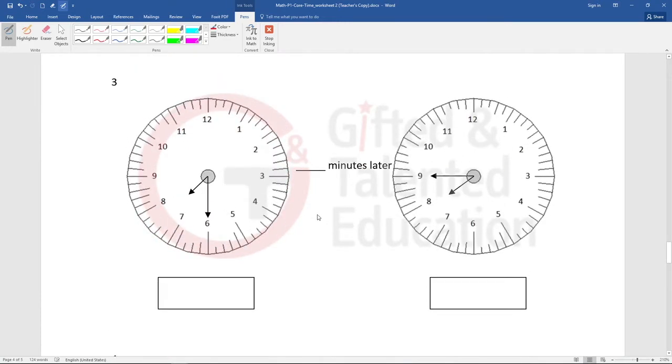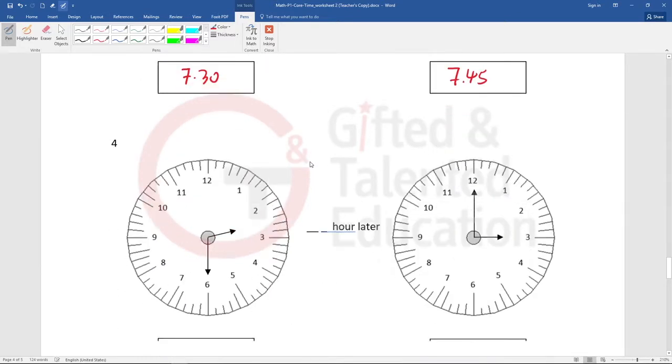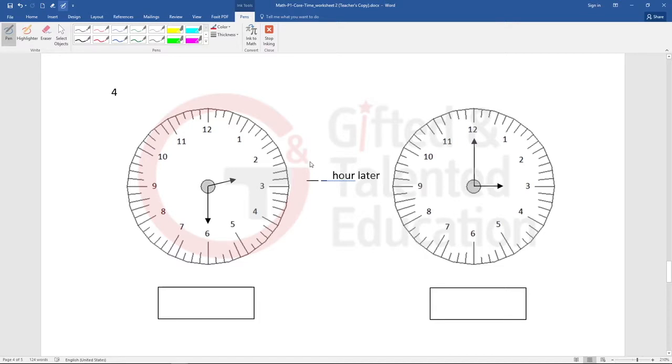Question 3. The time on the left clock is 7:30, while the time on the right clock is 7:45, so it would be 15 minutes later. Question 4. The time on the left clock is 2:30, while the time on the right clock is 3, so it would be half an hour later or 30 minutes later.